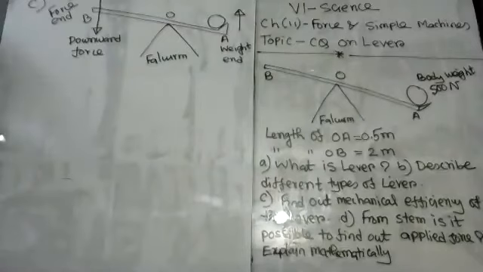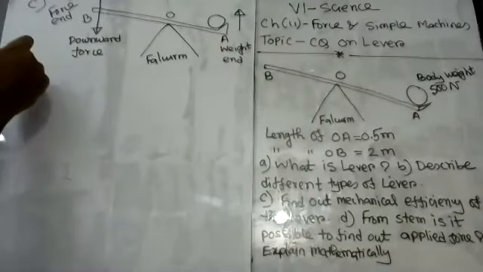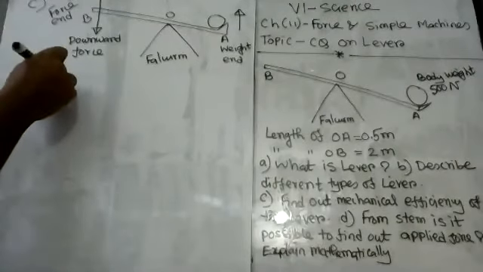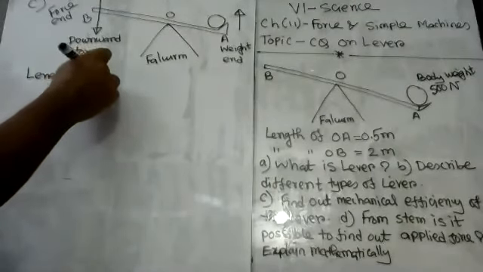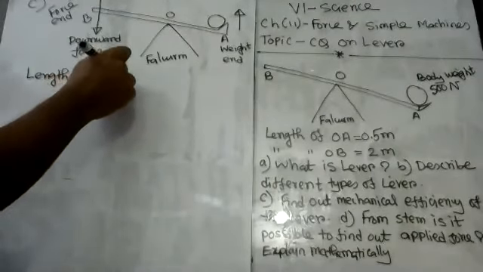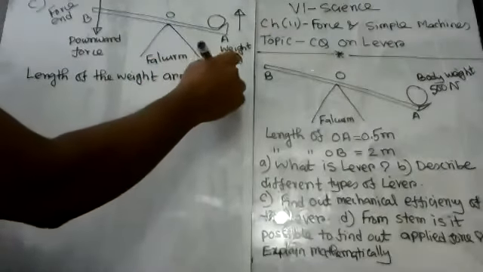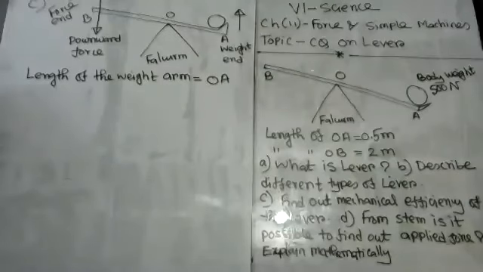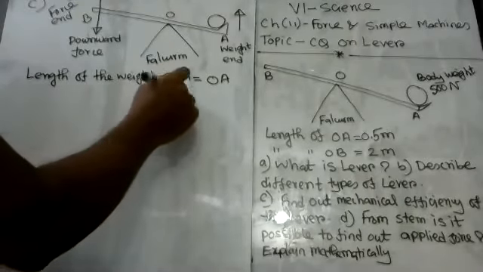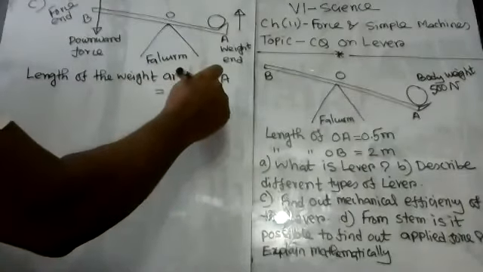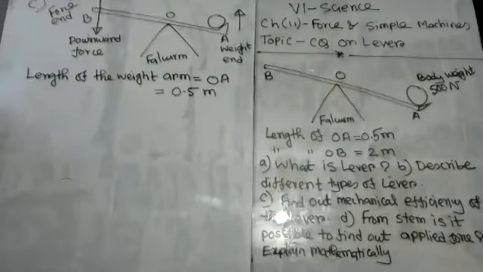of the weight arm. So I can say that here, length of the weight arm will be equal to OA. And you see in the stem, the length of OA is given as 0.5 meter. That's nothing but 0.5 meter. This is the first information given in the stem.